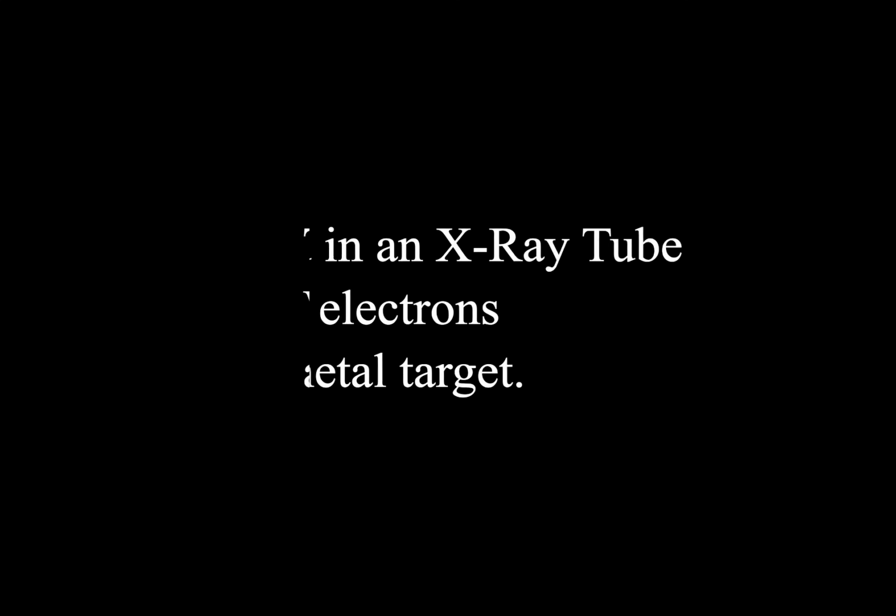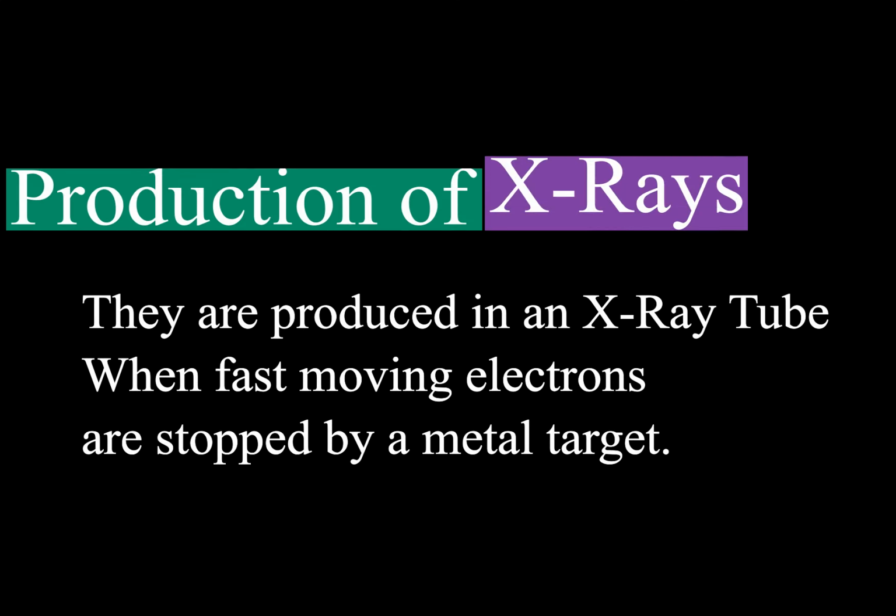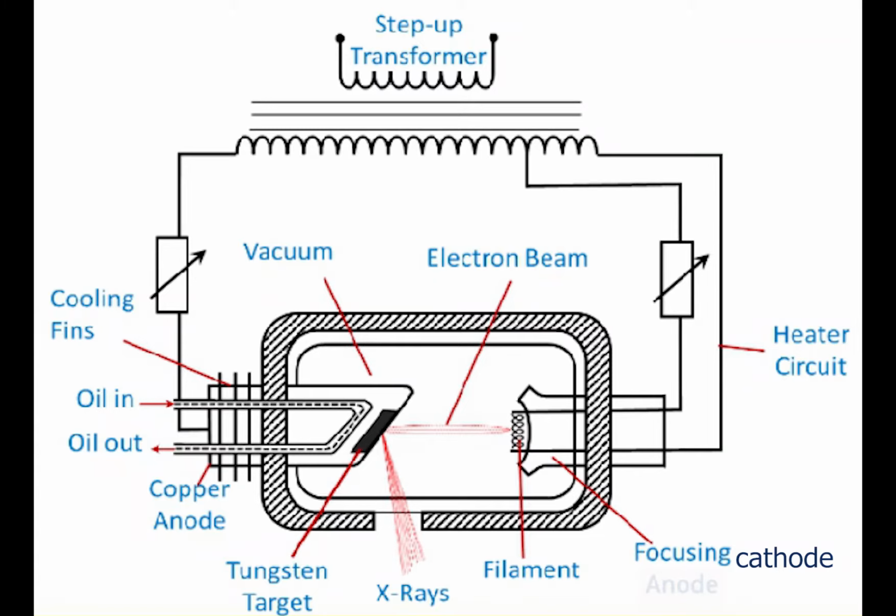How are X-rays produced? They are produced in an X-ray tube when fast-moving electrons are suddenly stopped by a metal target. The diagram below shows the major parts of the X-ray tube.